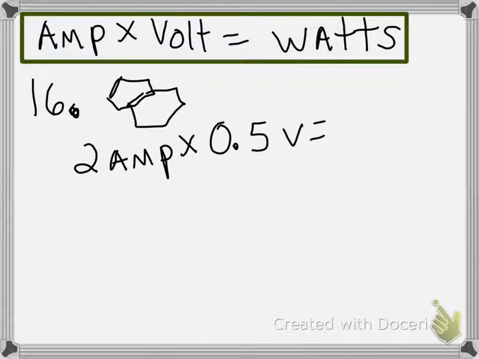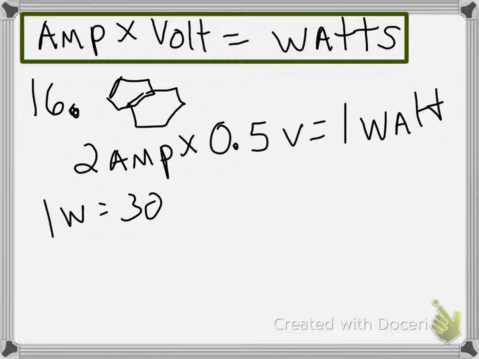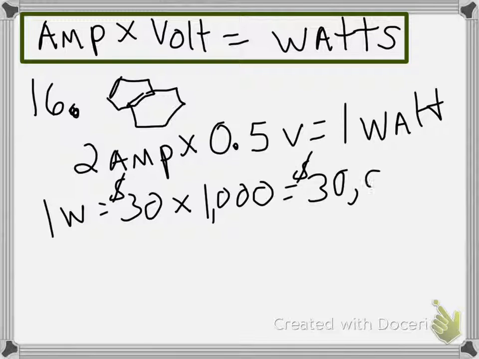So 2 amps times 0.5 volts equals 1 watt apiece. And each one of these watts in this solar array costs $30. So 1 watt is equal to $30. And we want to know how much it would cost to have 1,000. That's pretty easy. I just have to do my peak kilowatt. So 1,000 watts makes 1 kilowatt, so it's this times 1,000, going to equal 30,000. So that is my answer for question 16.